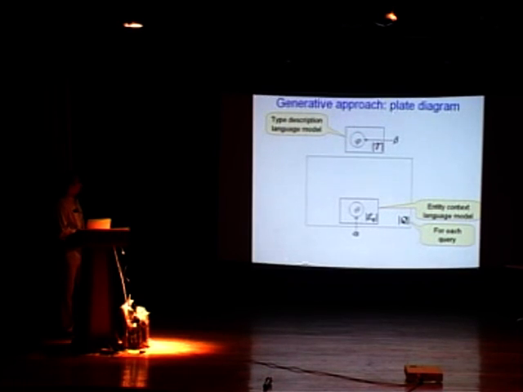So P is the space of types. Each type is described with a language model with parameters P. For every query, there is a space of candidate entities. Each entity has a description language model theta. There is the secret entity which is the answer, E.